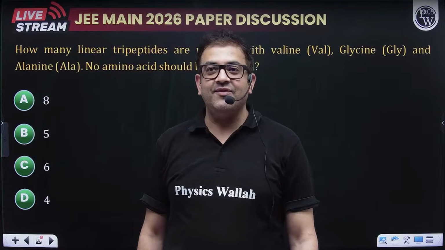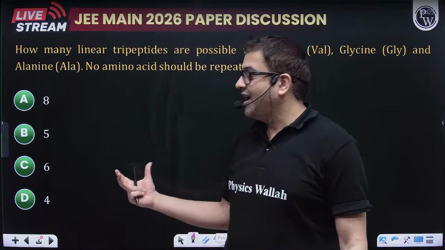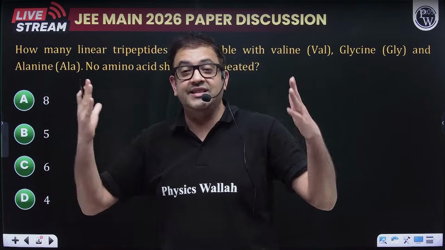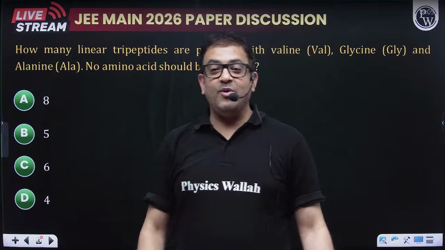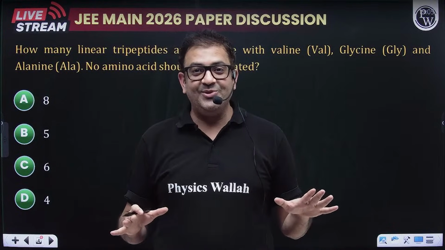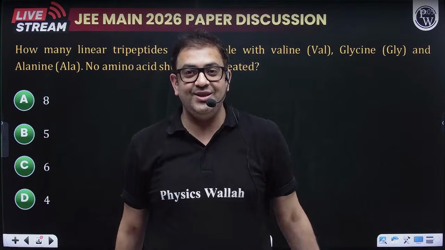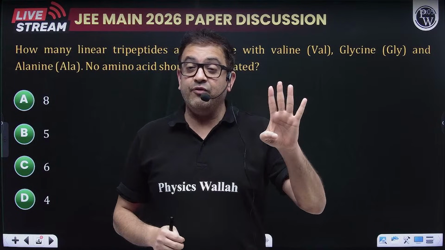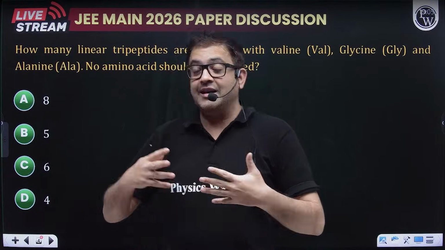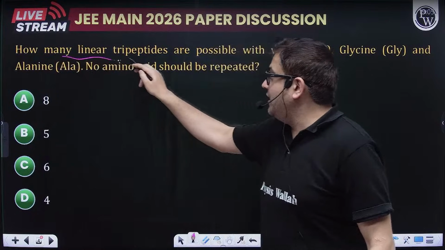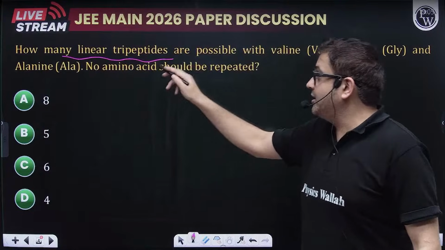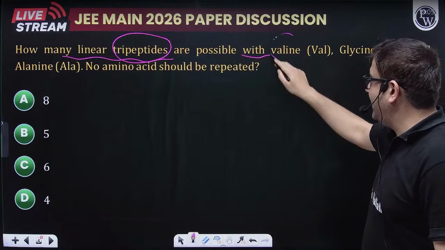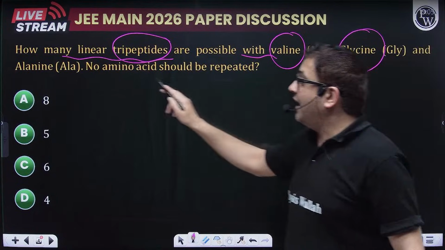Yes, beta. This shift, as far as what questions I'm seeing from chemistry, this question is just a question of previous year, exact question. Previous year they didn't ask biomolecules, they asked what Deepen sir was teaching you, permutation and combination. Last year they gave four alpha amino acids and asked the same question, how many linear tetrapeptides are possible. Right now they are asking about tripeptides possible with valine, glycine and alanine.